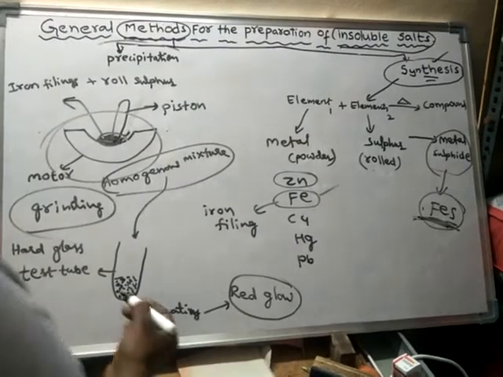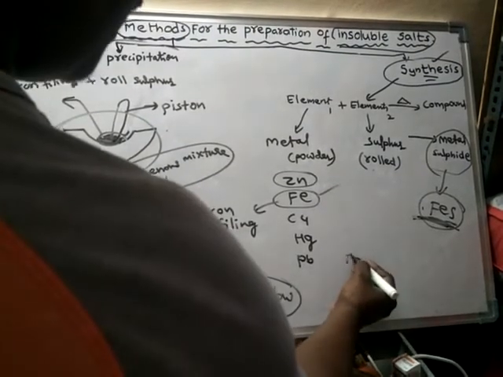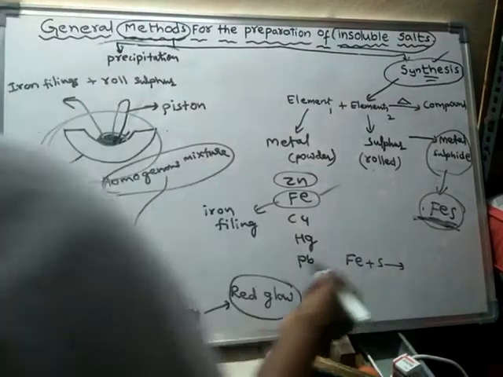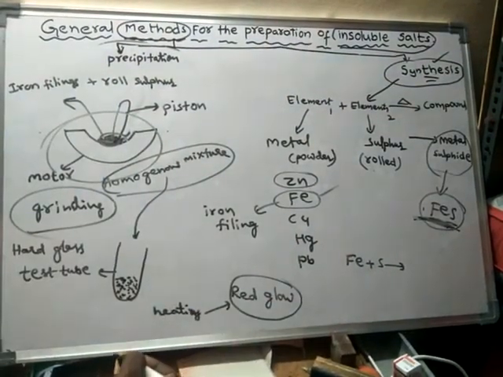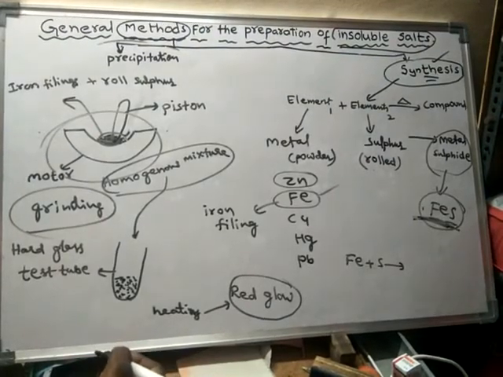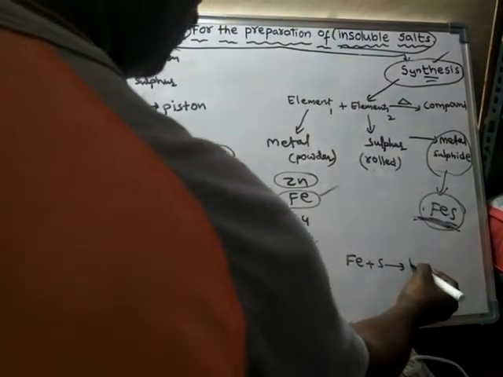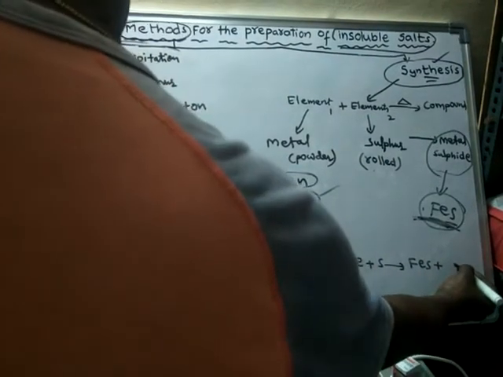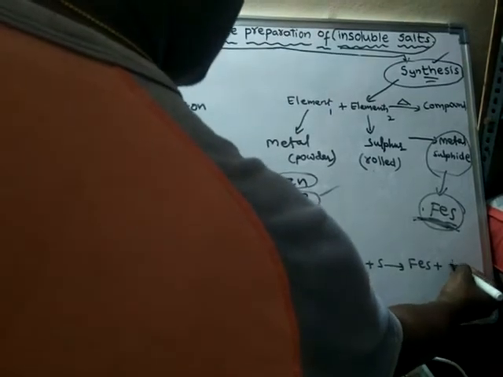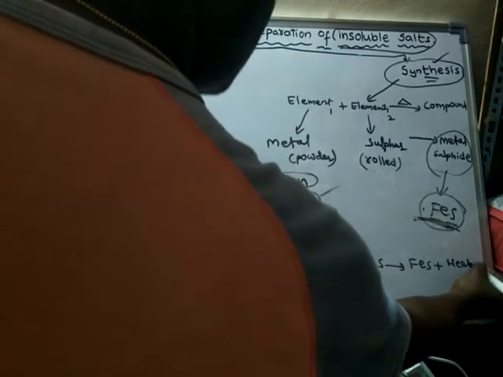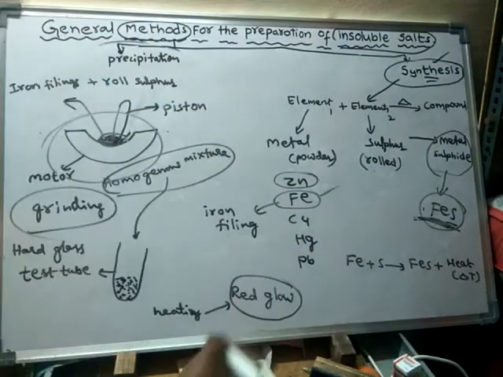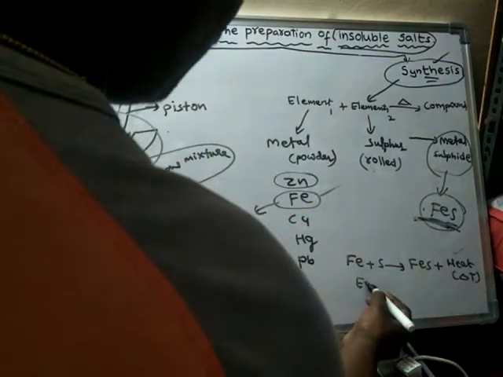What happens? In the mixture, the iron filings and sulfur combine and react with each other to form iron sulfide, and heat is liberated. Generally we represent it as delta T. As heat is liberated in this reaction, it is said to be an exothermic reaction.